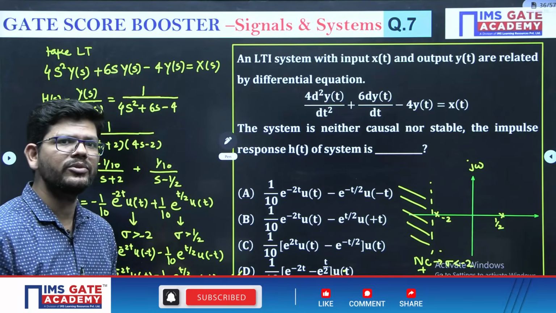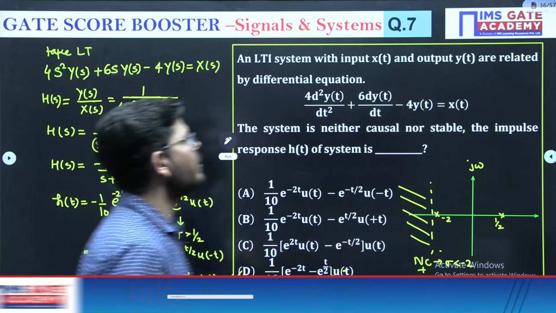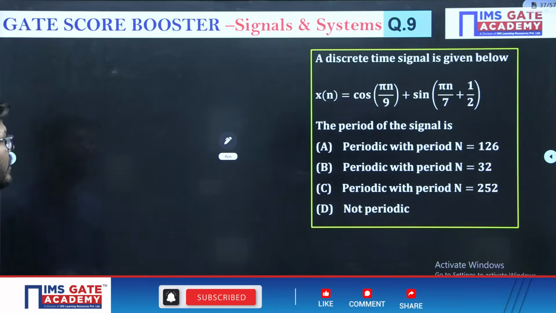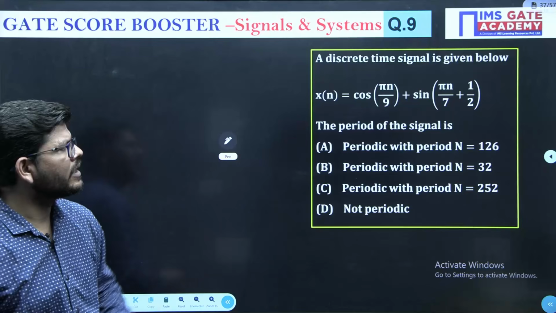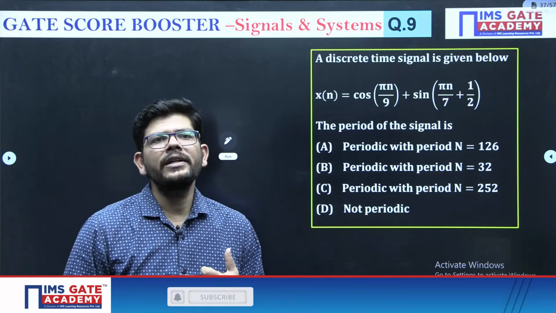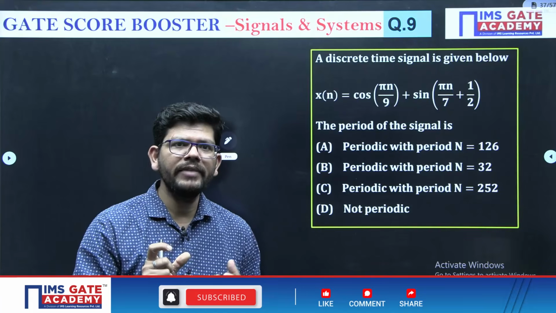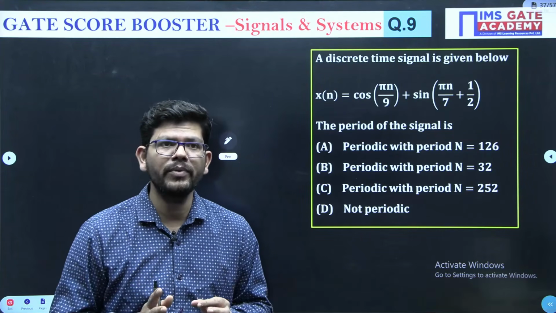So why have I taken this question? To make this fundamental concept clear to you. Okay, I hope it is done. Now see this question. A discrete time signal is given. What is going to be the period? Periodicity is a very important concept, and when scaling is done in the periodicity, what happens to the period and frequency is also very important.